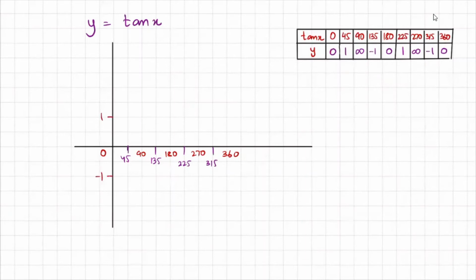Okay, now there's a little bit of difference over here. The difference is in making asymptotes.